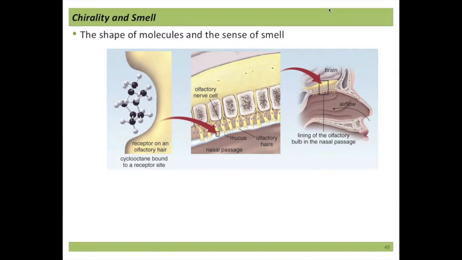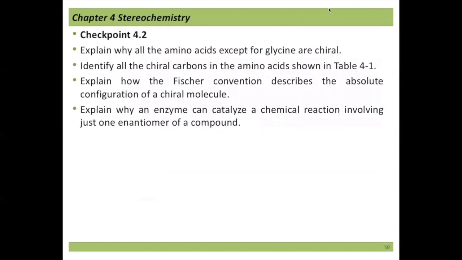So let's say that you have a right-handed glove and a left-handed glove. And so if the molecule fits into that right-handed glove, then it smells like R-carvone or spearmint. If it fits into the left-handed glove, then it smells like S-carvone or caraway seeds. So our body is actually set up to recognize this chirality. And again, amino acids are chiral, and we need to understand that. So there are some things that you should be able to do.